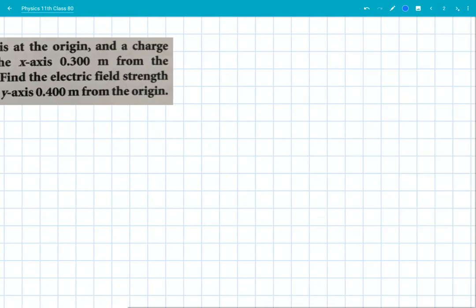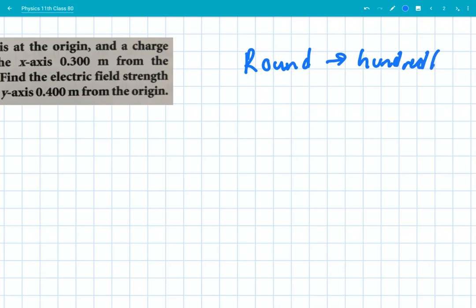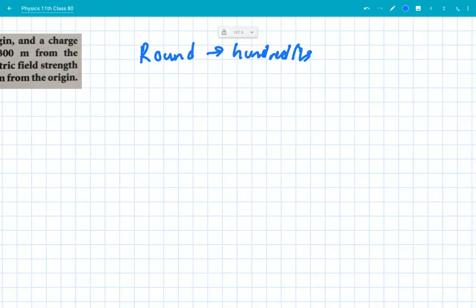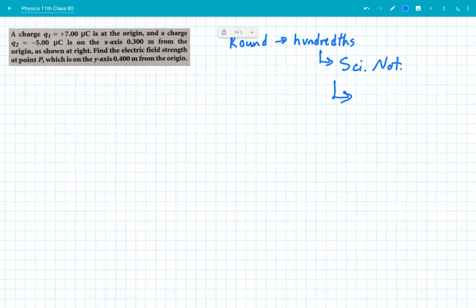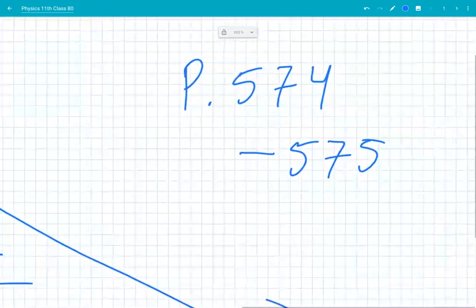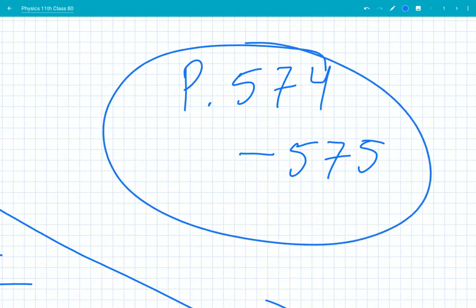Now, just so we all agree, if you guys all round to the nearest hundredths, okay, I'm going to write that again. Round to the nearest hundredths. Okay. And you also use scientific notation in your calculator this entire time, then you're going to get exactly the answer that you see on what page did I tell you? Page 574, this example in the book, they go through their process and their answer.